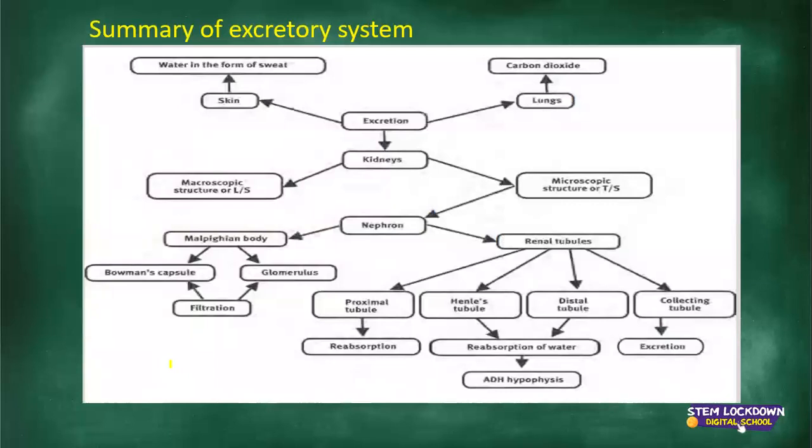This here is the summary of this excretion system. It will show you the role. Let me highlight the organs for you. You've got the kidneys here. You've got the skin over there. You've got lungs. These three. Skin is involved in excretion of water in the form of sweat.